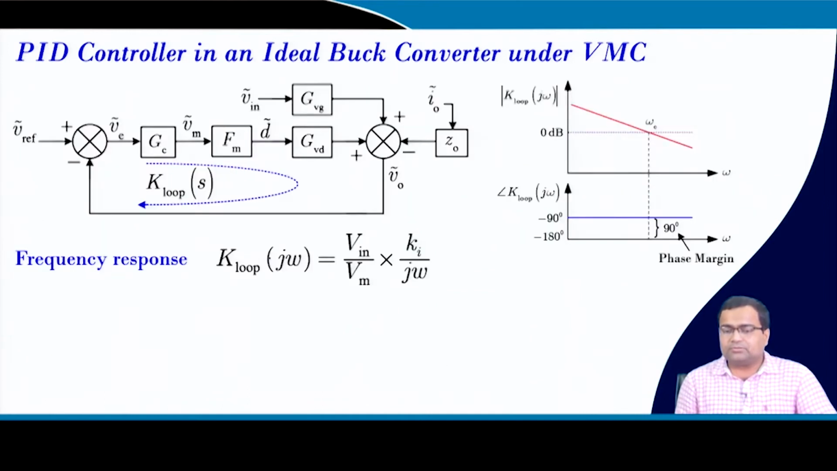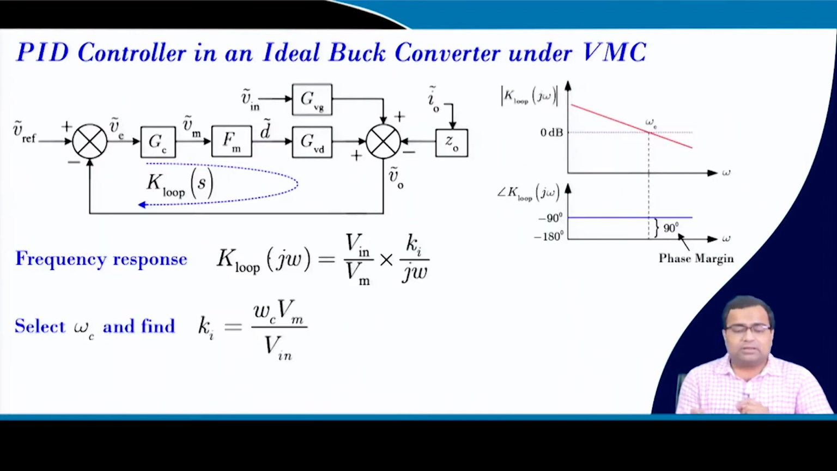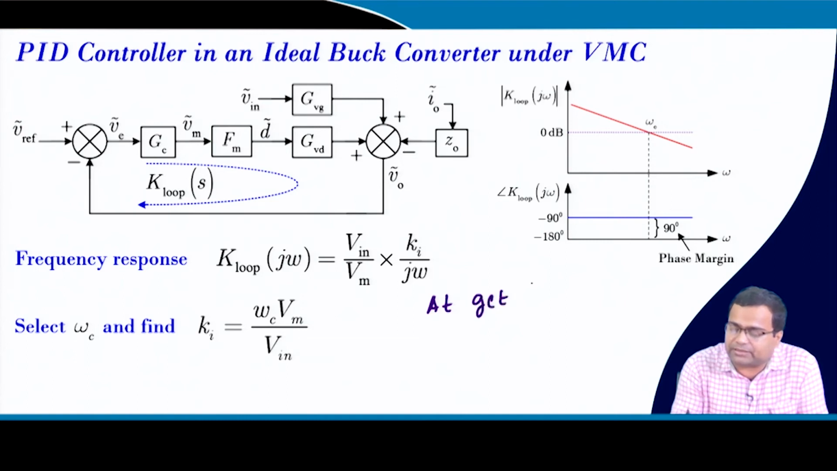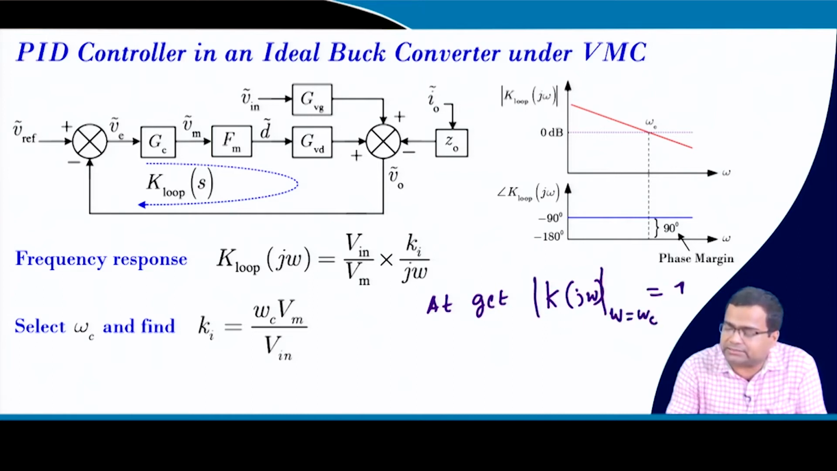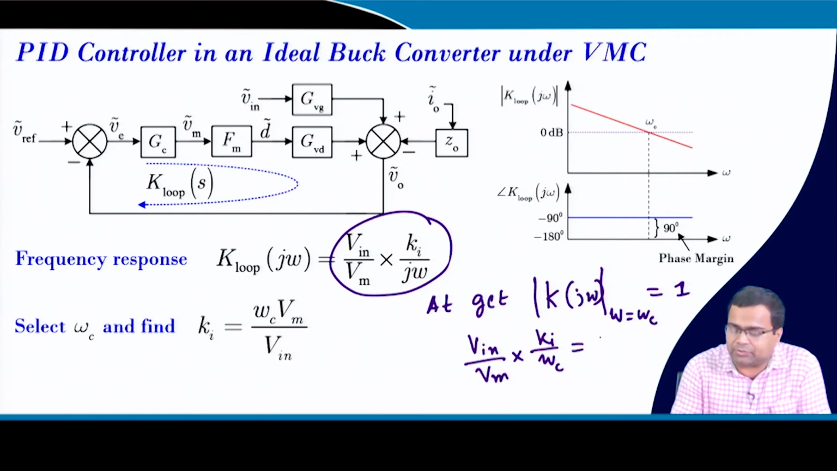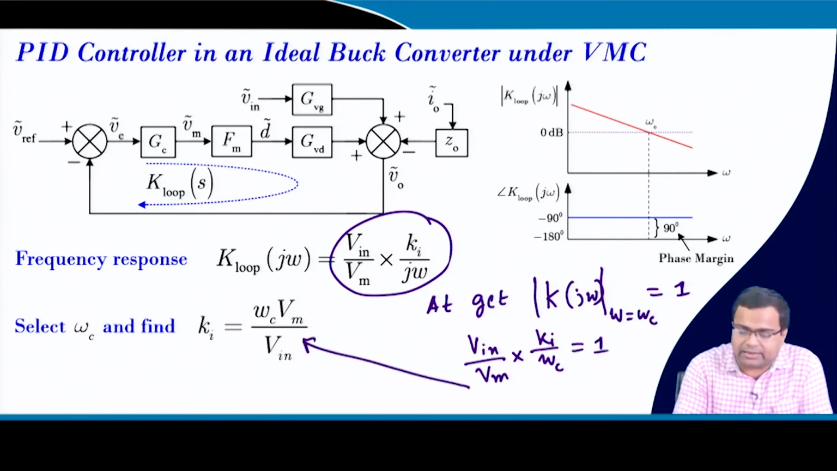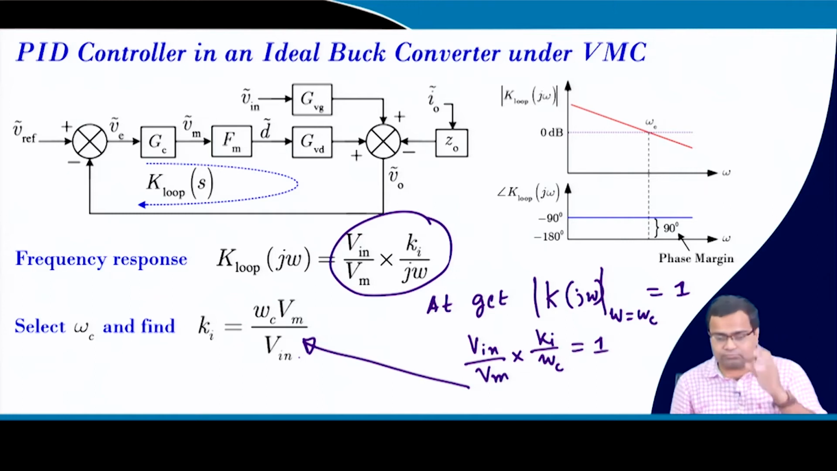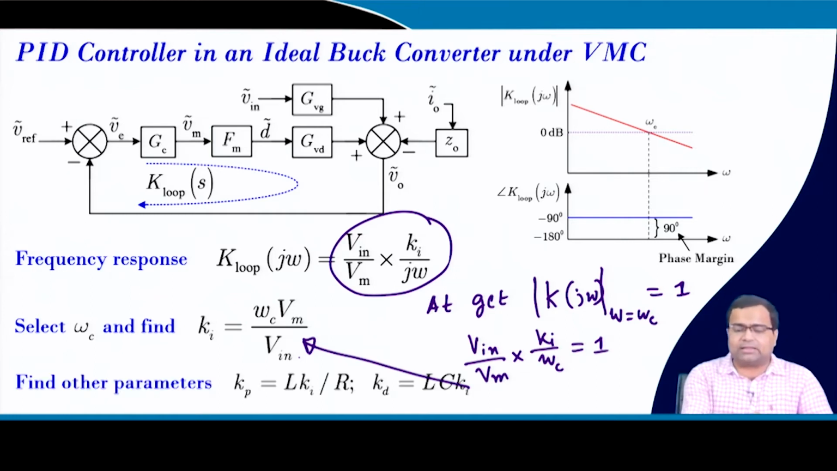So that means I can select the frequency response at the gain crossover frequency. At the gain crossover frequency, if I take the amplitude of K(jω), it is unity. We can compute from here that Vin by Vm into Ki by ωc is equal to 1, and from here we get the integral value. So you can set it, and the other parameters we also have.